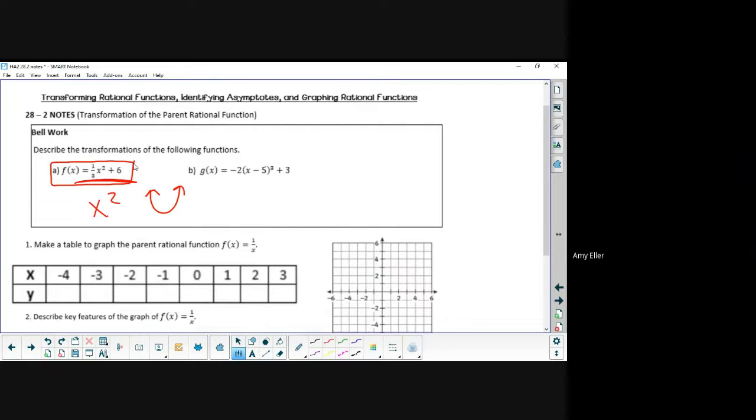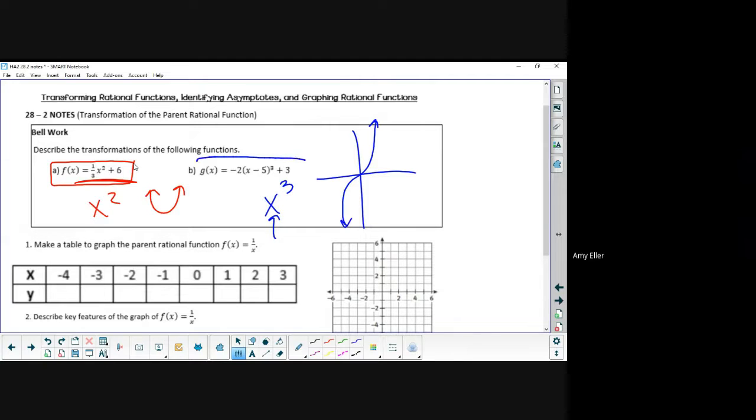Our next one has a parent function of x cubed. Hopefully we remember what that looks like. If you forget, you can always plug in numbers. That will get you points, and you can plot points. It does look like this, the parent function.